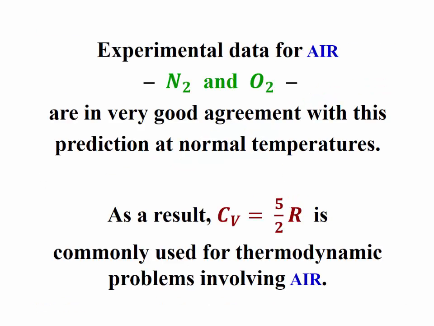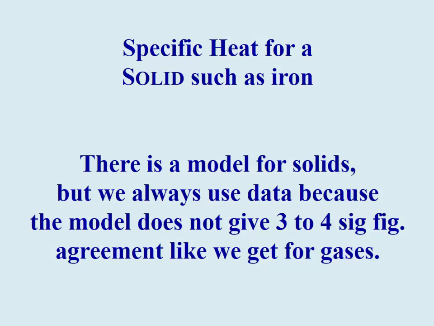And the experimental data for air, meaning nitrogen and oxygen, are quite similar to this. And because of that good agreement, many thermodynamic problems involving air are analyzed using CV equals 5/2 R and CP equals 7/2 R, even though they're not in perfect agreement with the data. They work extremely well at certain temperatures where the agreement is actually in the third sig fig.